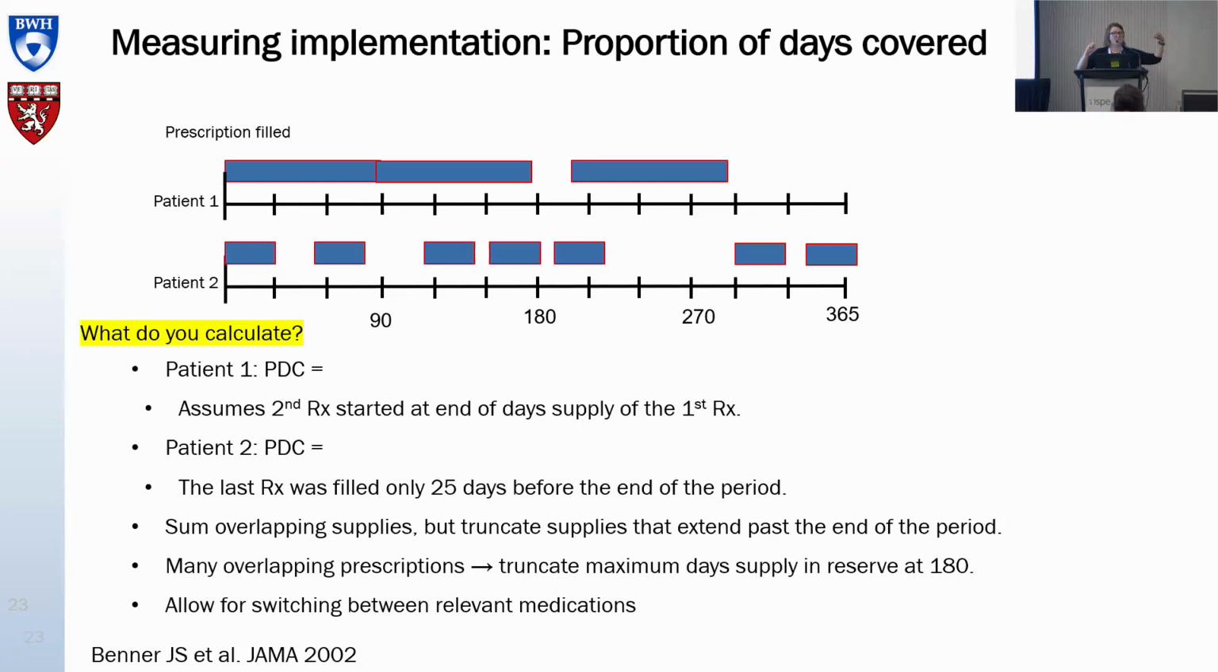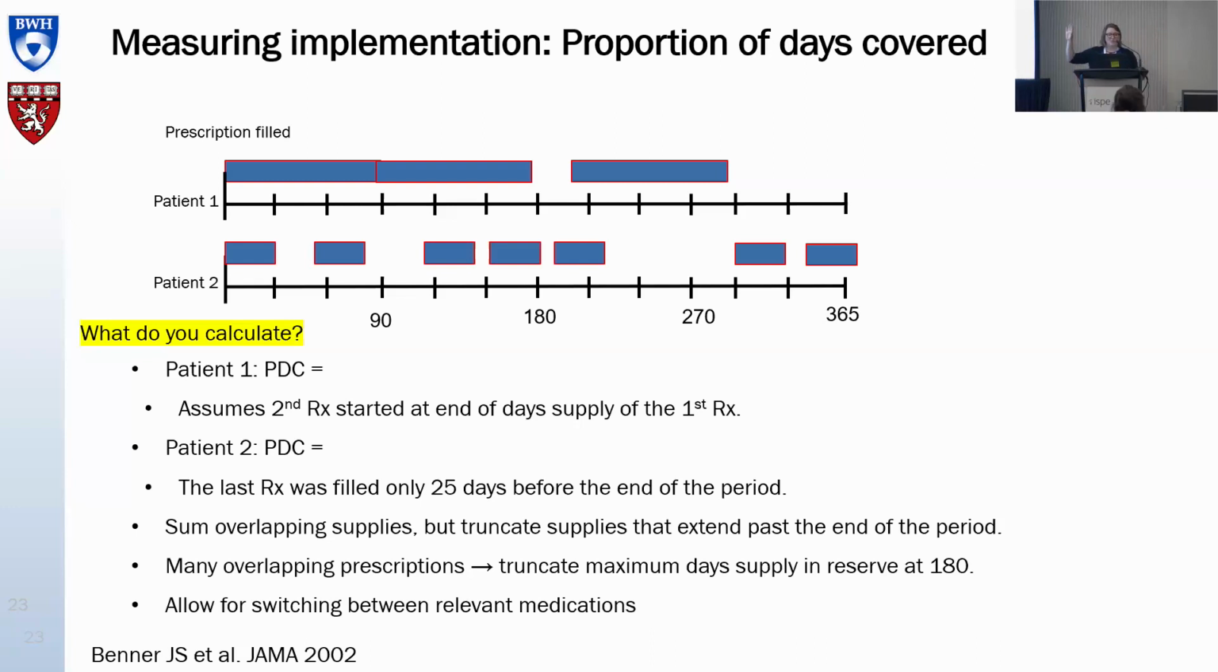There have been enough studies to show that regardless of how you summarize it, whether you use proportion of days covered or medication possession ratio, it really doesn't make that much of a difference when we relate it to clinical outcomes. They're only slightly different in the way that you summarize them. So pick your favorite. I like PDC. I think it's easy to think about.